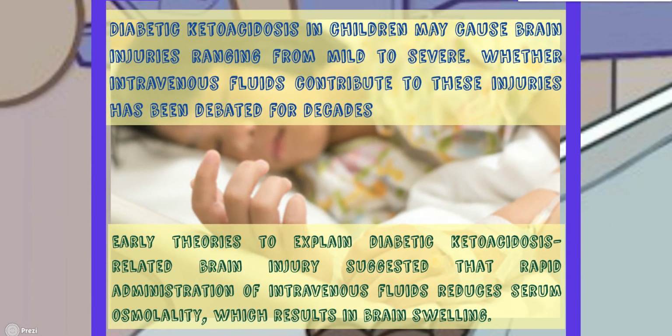Diabetic ketoacidosis in children may cause brain injuries ranging from mild to severe. Whether intravenous fluids contribute to these injuries has been debated for decades. Early theories to explain diabetic ketoacidosis related brain injury suggested that rapid administration of intravenous fluid reduced serum osmolarity, which results in brain swelling.